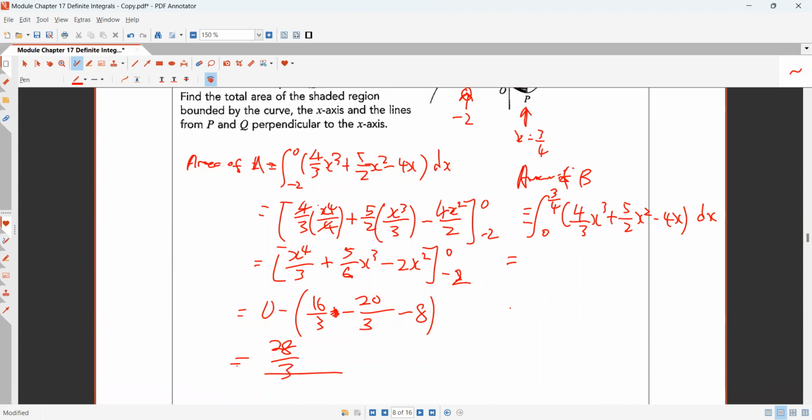Okay, so remember to put a negative in front, because this is below the x-axis. So everything's still the same, so you can just copy back your integration.